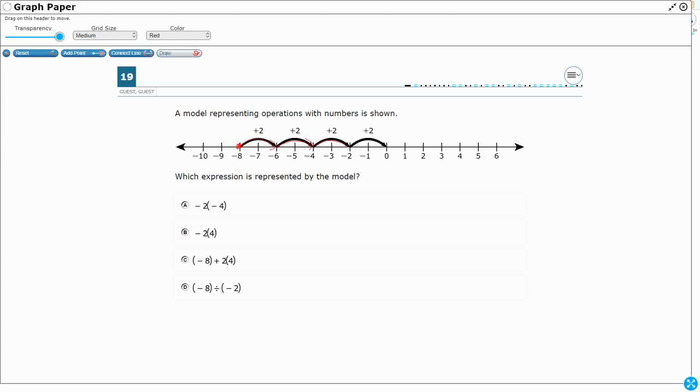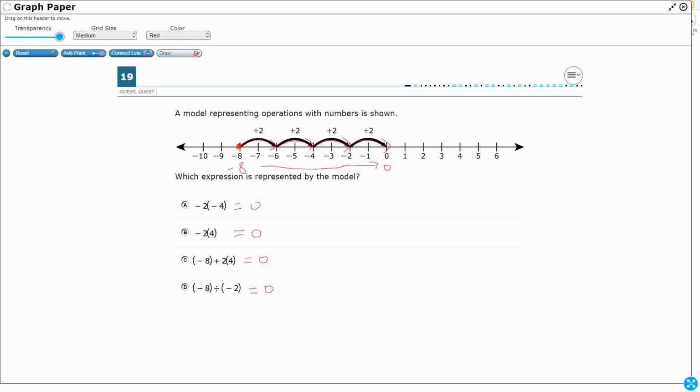So I see 4 different jumps here. And so we go from -8, and it looks like we end up at 0, right? So what we could do is say, all right, which of these expressions here would simplify to 0? Okay, so that's one way to do it.